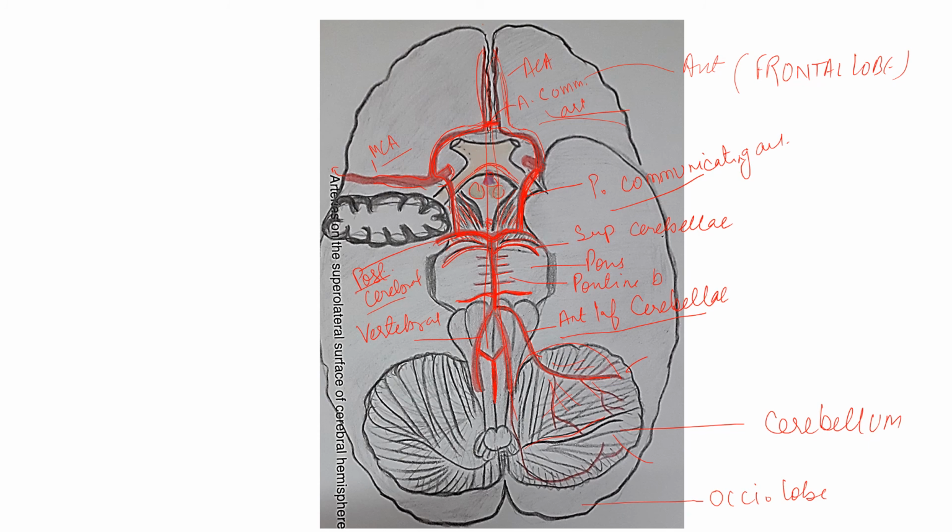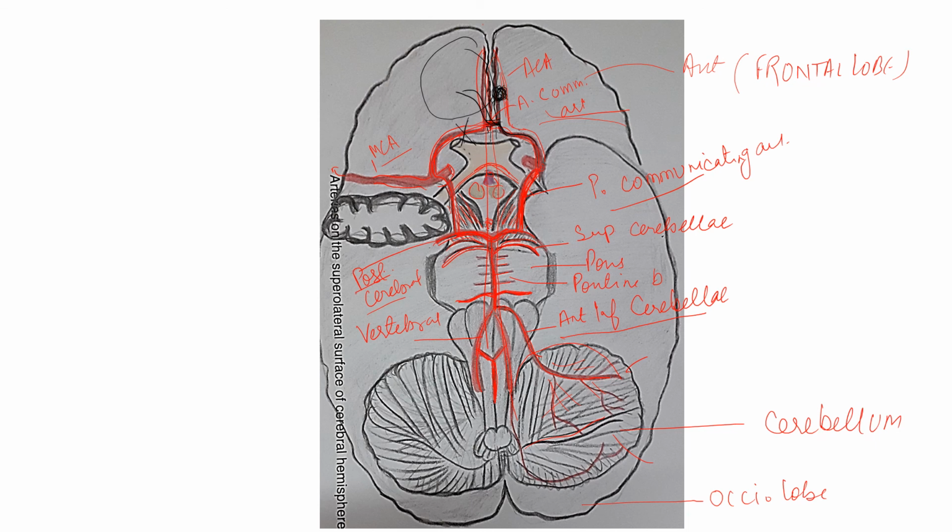So in case of any obstruction, suppose the obstruction is just proximal to this anterior communicating artery. There will be the formation of collateral circulation from the opposite side, and the blood supply of this area will not be hampered, and this will be taken care of by the opposite side anterior cerebral artery.